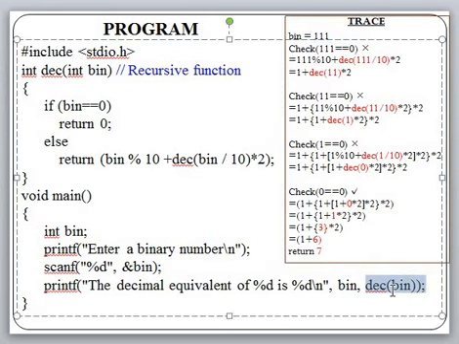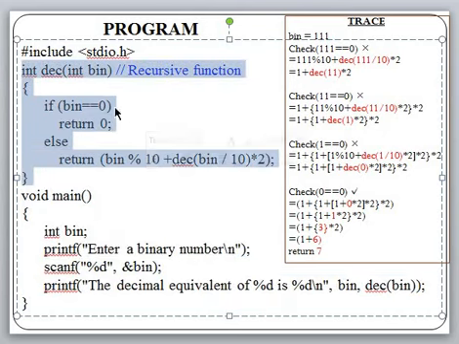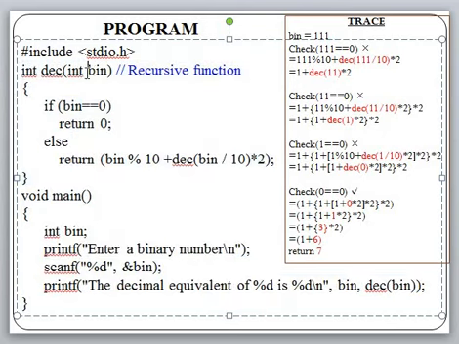So 111 moves along with this function call from this line to this line. While moving control from this line to here, it will take the value of bin from the function main to the function DEC. So now here it is bin, and right now it is 111. So you have entered the execution inside the body of the function.